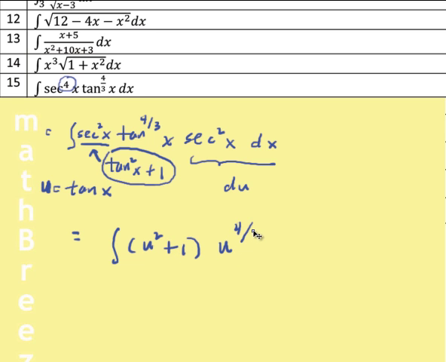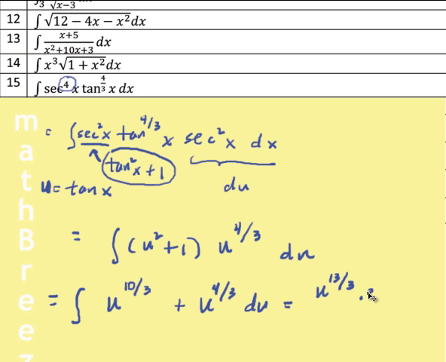u to the 4/3, du. Okay, multiply through, and this 2 is 6/3, so that would be 10/3. And now we just do a power rule. And add 1 over here. And now we just substitute back for u. We substitute back tangent x.